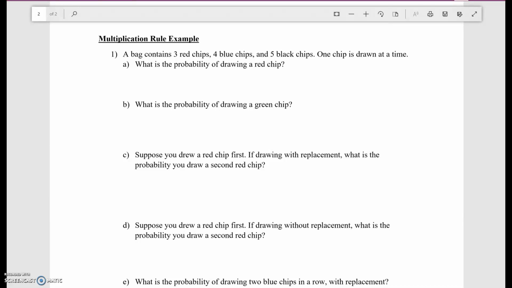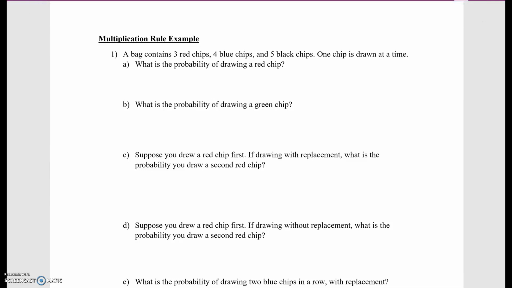Here's the problem with the multiplication rule. We have a bag containing 3 red chips, 4 blue chips, and 5 black chips. 1 chip is drawn at a time. What is the probability of drawing a red chip? So total chips, 3 plus 4 plus 5, all of these will give me a total of 12. Okay, so we have 12 total.